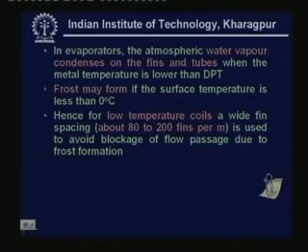That means you cannot afford to have very close fins when there is a possibility of frosting taking place on the air side. If the fin spacing is very close, then if frost forms, the frost will very soon block the air passages. Once the air passages are blocked, air cannot flow. So that is the reason why in evaporators used for domestic refrigerators or in cold storages where frosting takes place, the fin spacing has got to be wider.